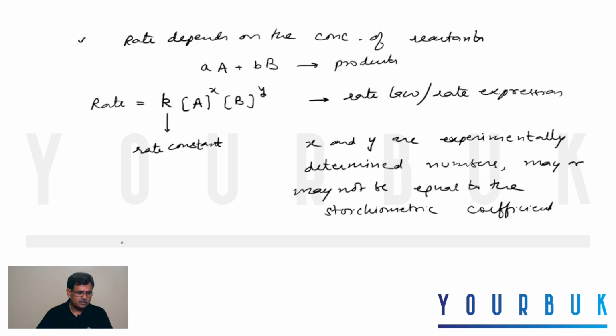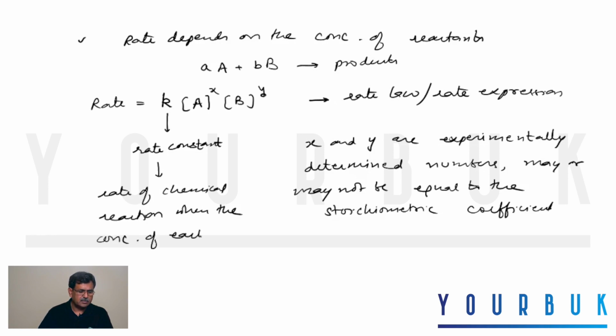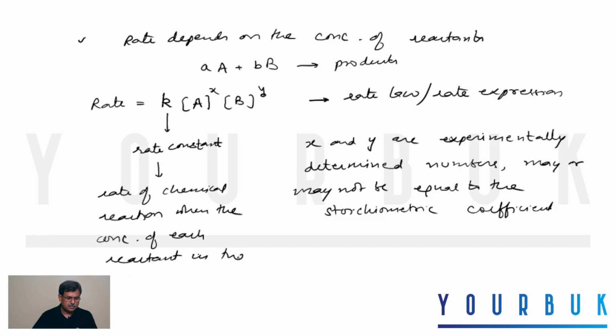Now, in this equation, the rate constant is defined as the rate of a chemical reaction when the concentration of each reactant in the rate expression is equal to 1 mole per liter. That's the definition of a rate constant.